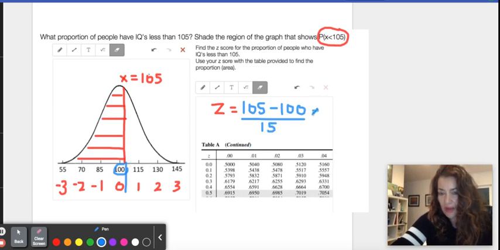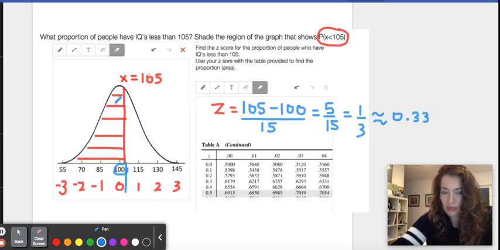If I reduce this fraction, this is very simple math, I'm just going to get 5 over 15, which is basically equal to 1/3. And 1/3 is about 0.33. So about 0.33. Well, this is our z-score. Our z-score is 0.33. And this makes sense because I can already see from where we drew over here that this line right here corresponds to a z-score between 0 and 1, a little bit closer to 0. So 0.33 is between 0 and 1, so that makes sense.